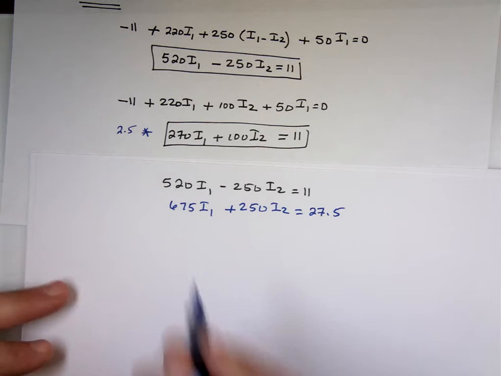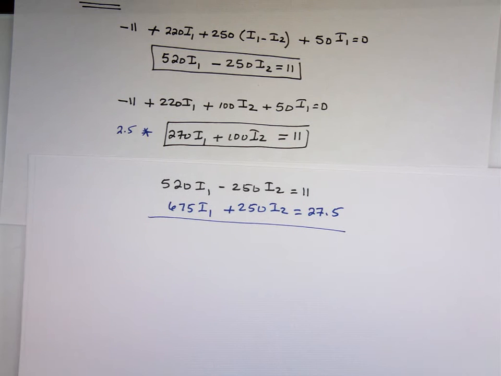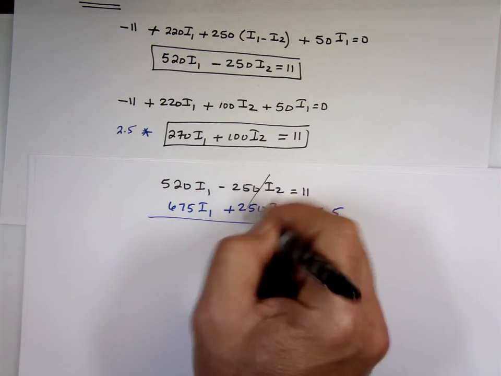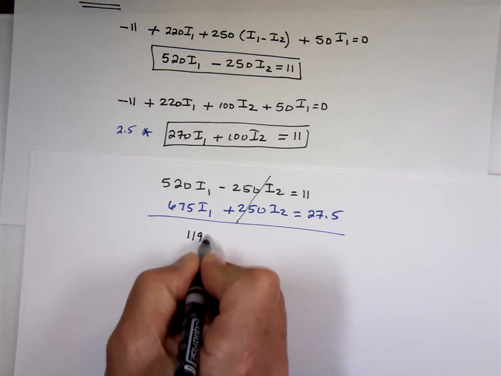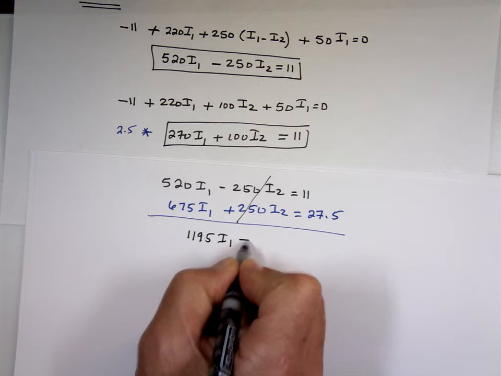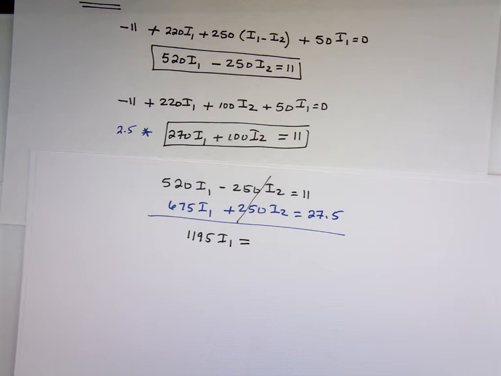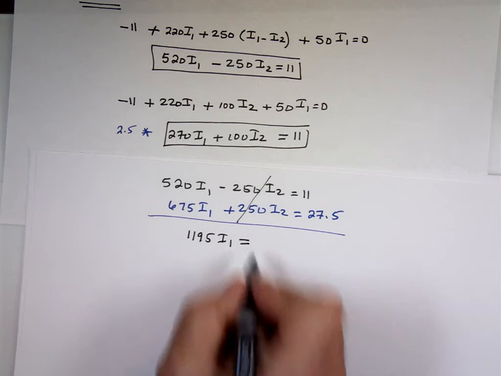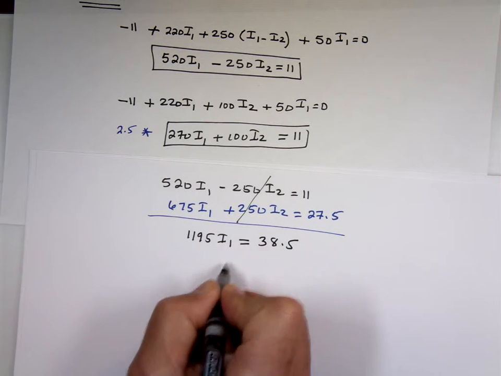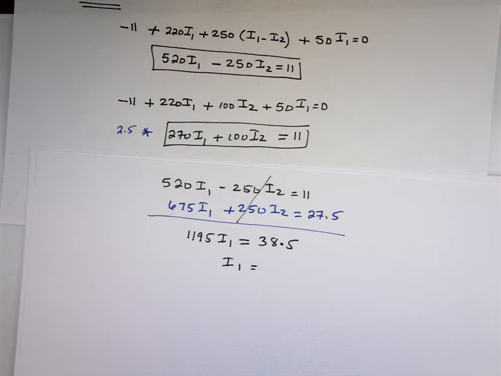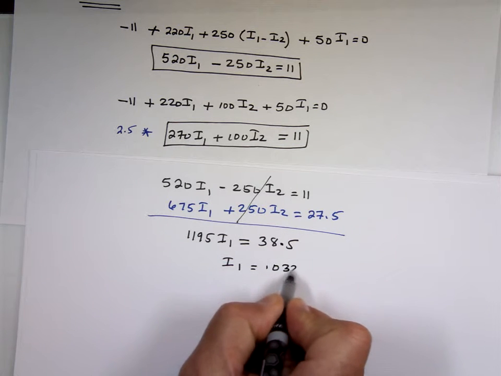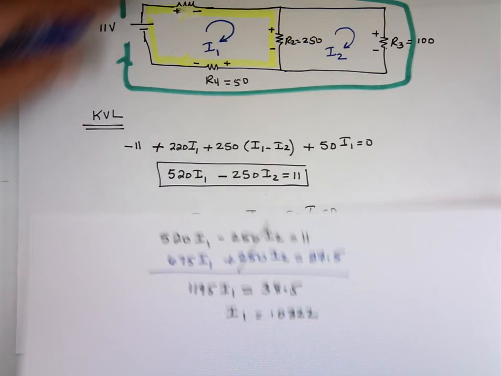So let's add the two equations. These two will cancel each other out. 520 plus 675, 1195 I sub 1 equals 27.5 plus 11, 38.5. What is I sub 1? 38.5 divided by 1195 is 0.0322. That is the current through R sub 1 and R sub 4.